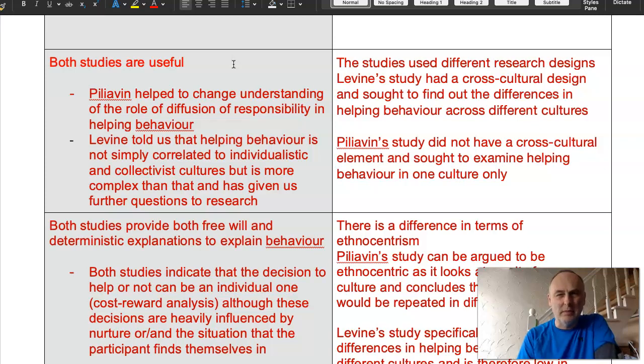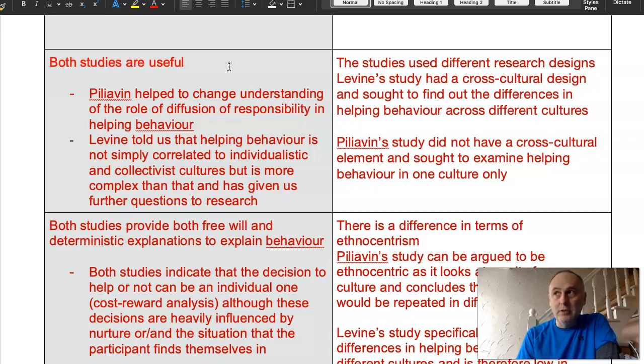You could say that maybe the Piliavin study is a bit more useful than Levine, which is a shame because Levine put a heck of a lot of effort into it, didn't he really? But there you go, that's the case of it. Let's just deal with it as a similarity to start off with, make this a bit more simple. Both studies are useful, so a similarity between Piliavin and Levine study is that they are both useful.